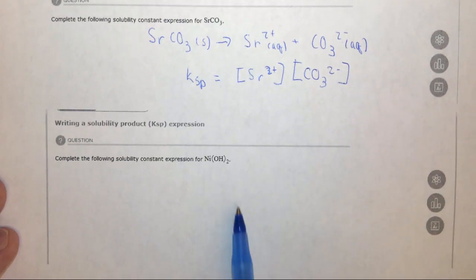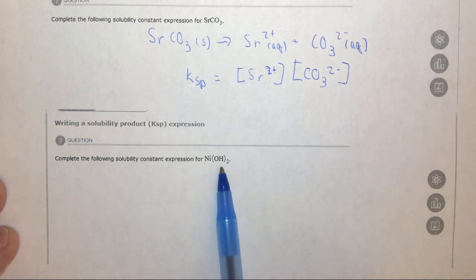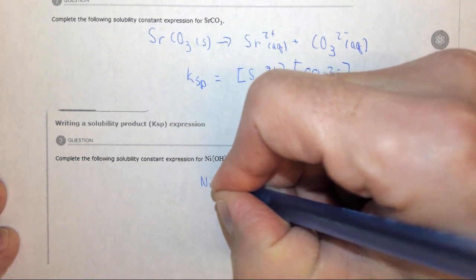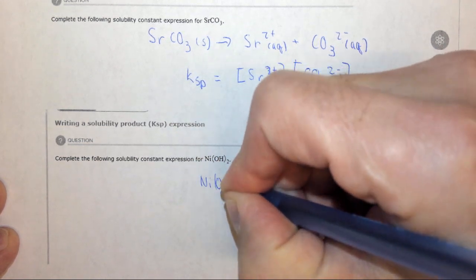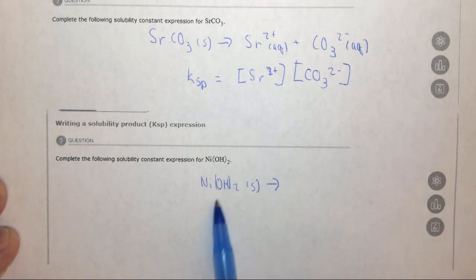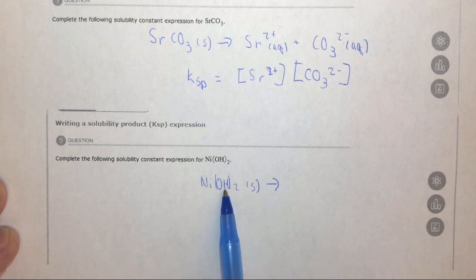Let's look here at the nickel hydroxide. Well, we're going to start off the same way. We have Ni(OH)2 as a solid, and it's going to break up. However, we don't necessarily know the charge on nickel because it's a transition metal, but we do know the charge on the polyatomic ion hydroxide. So as I mentioned before, it is a good idea to review your polyatomic ions.